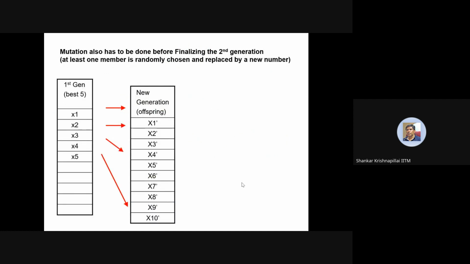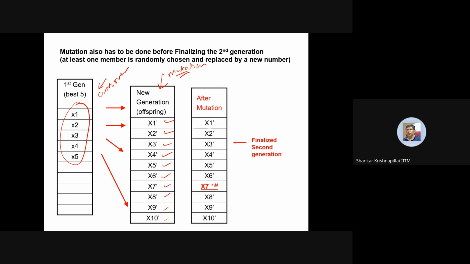Okay, then it's not over yet. So this is the 5 good parents. You got 10 offspring. So then you need to do mutation here. What you have just done now is crossover. Mutation is separate. What you have to do is randomly pick one member from the new generation, remove it, and replace it with a new number selected within the search array. So that is called mutation.